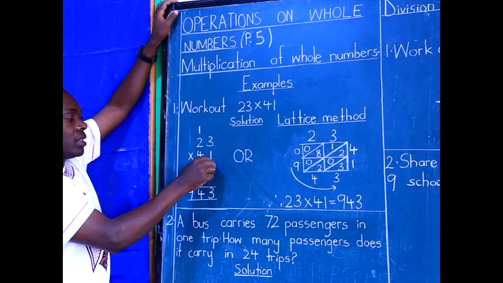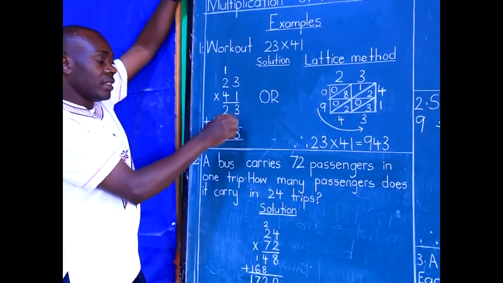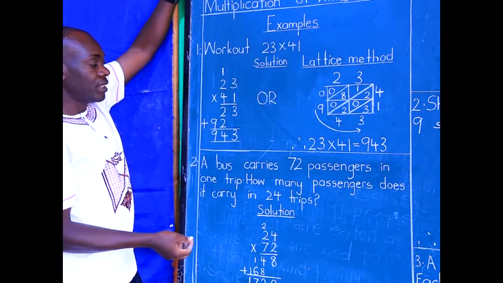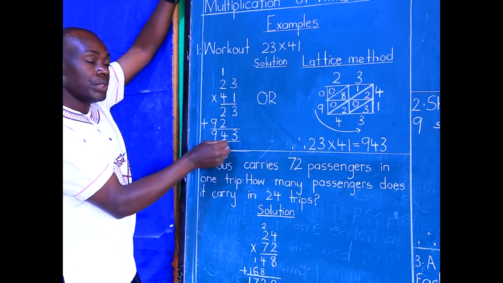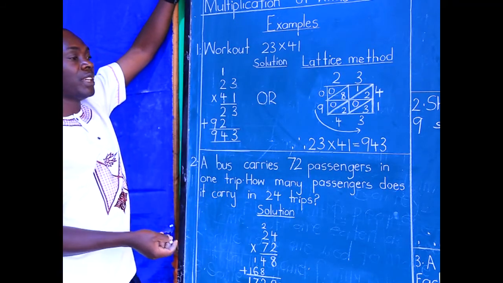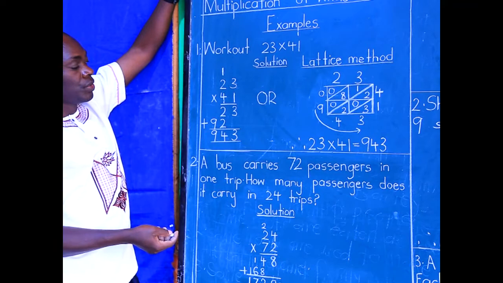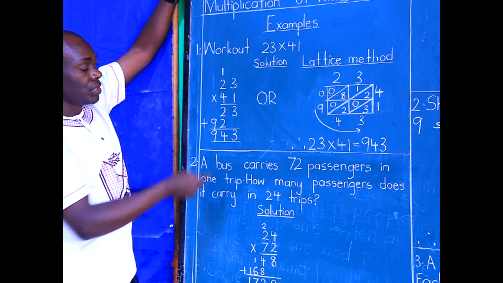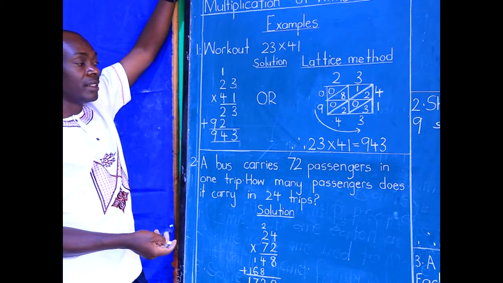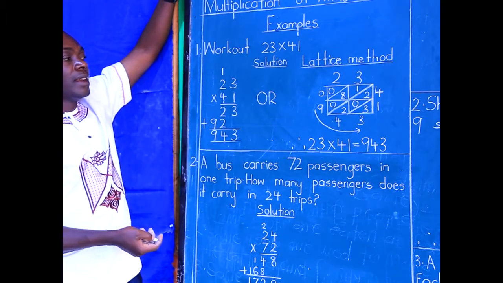So we add in that order. Here 3 is added to nothing and we get 3. 2 plus 2, you get 4. And here write 9, because it doesn't have any number to be added to. So we got 943 when we multiply 23 by 41, and that's the answer.